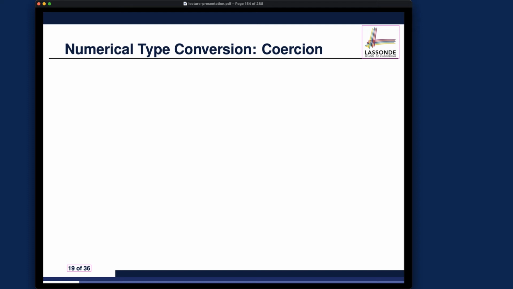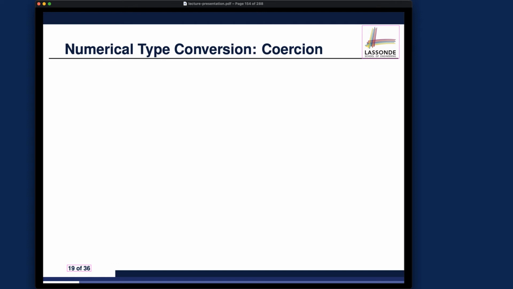There are two important mechanisms for converting numbers in Java. One mechanism is automatic, called coercion, which we're going to speak about right now. The other mechanism is manual, which means it has to be done by a programmer. It's called casting, and we'll speak about it after coercion.